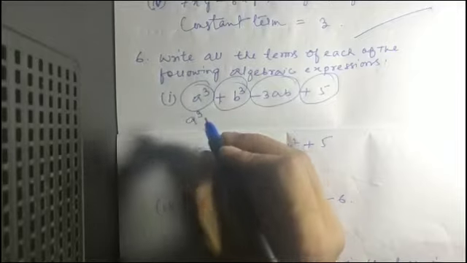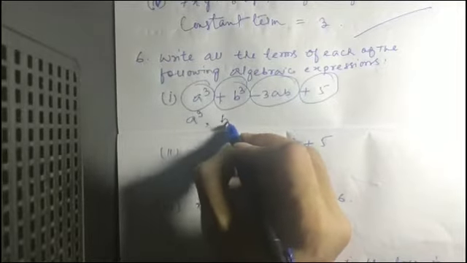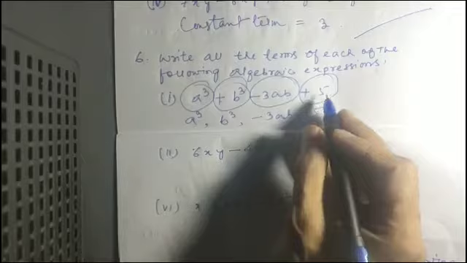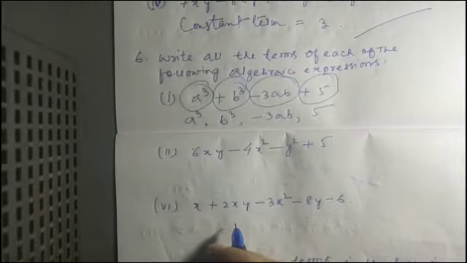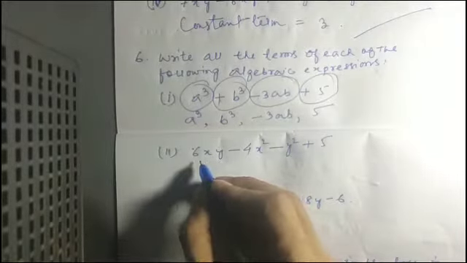So a cube we are going to separate. Whenever we are separating, we'll give comma. Comma plus b cube. No need to write plus; if you don't write plus also it will do. If it is minus, then you have to write. B cube. There minus is there, so you have to write comma minus 3ab. This is one term. Comma this is plus 5. So a cube one term, comma b cube another term, comma minus 3ab one term, comma 5 another term. Okay, like that. Let's see the next, number 2.